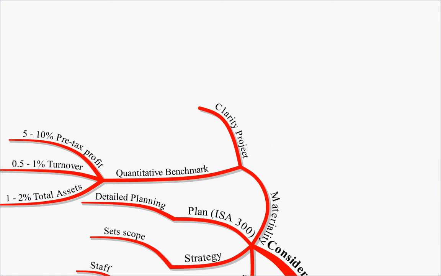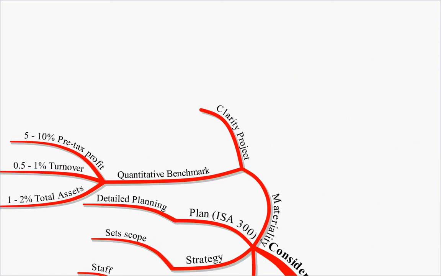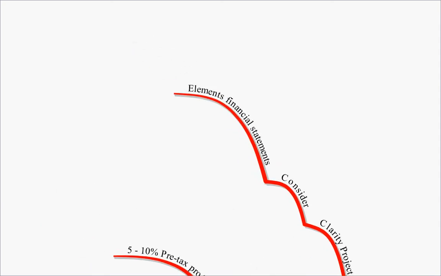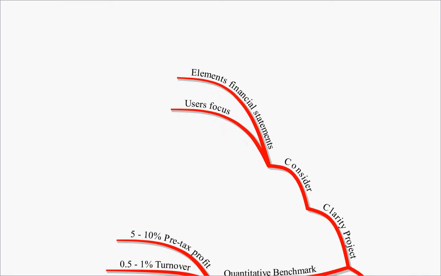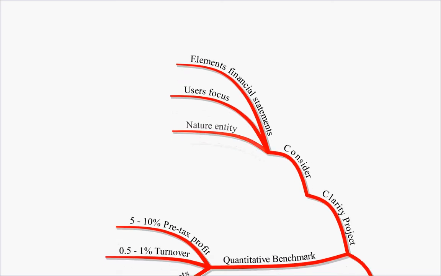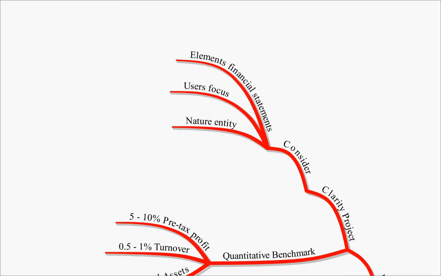But the Clarity Project says that materiality is a lot more than that. Okay, we need to consider the elements of the financial statements that the users will focus on. So if the users have a particular focus on one element of the financial statement, that may lower the materiality on that element because they'd be more interested in errors or discrepancies in that area.